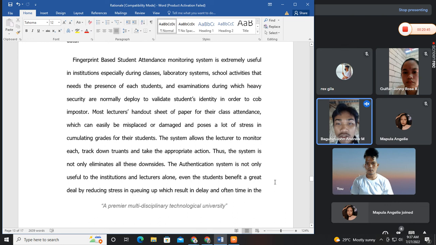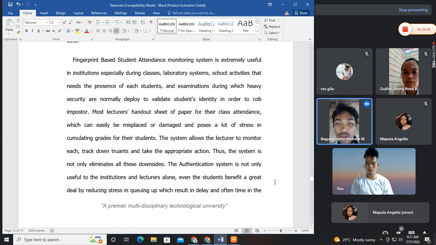It is made up of two processes, enrollment and authentication. During the enrollment process, the user's fingerprint is captured and its unique features are extracted and stored in the database alongside the user's identity as a template for the subject.